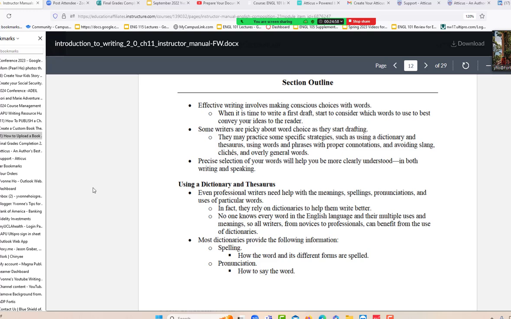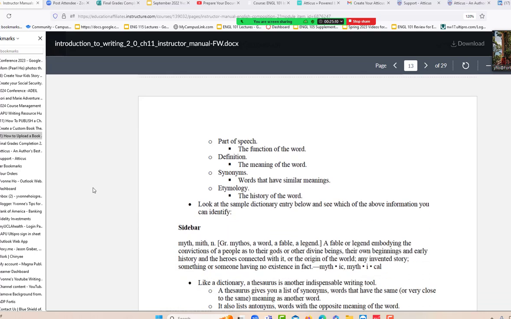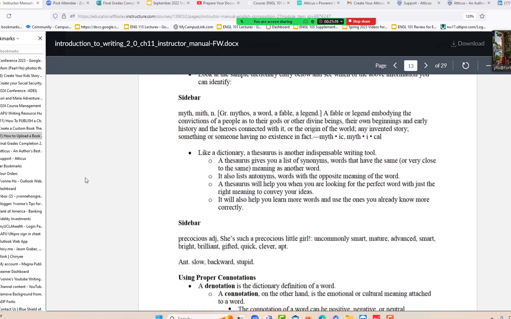No one knows every word in the English language, and their multiple uses and meanings. All writers can benefit from dictionaries. Most dictionaries provide spelling, pronunciation, part of speech, definition, synonyms, and etymology. That is the history of the word. So this is what a dictionary looks like, a dictionary piece.